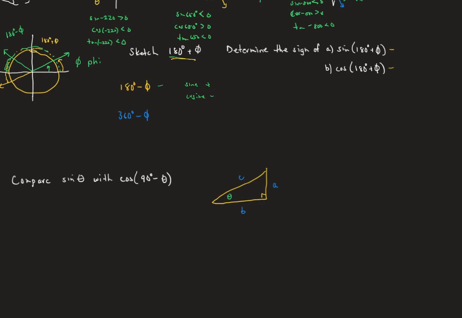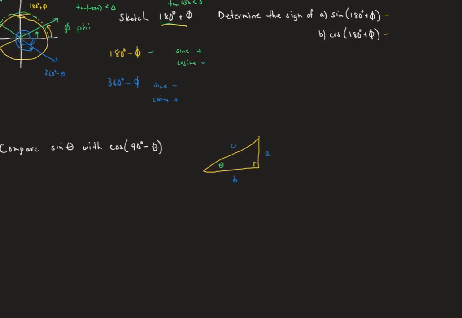360 minus phi: imagine going around the circle 360, and then back up phi, which is going to take us down here. There's our 360 minus phi. It's going to be this angle right there. We're in quadrant 4, so the sine is going to be negative, that's the y-coordinate, and the cosine is going to be positive, that's the x-coordinate.